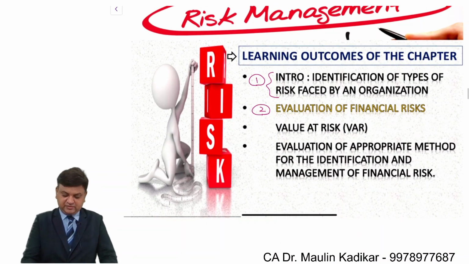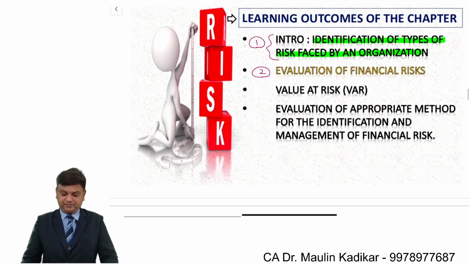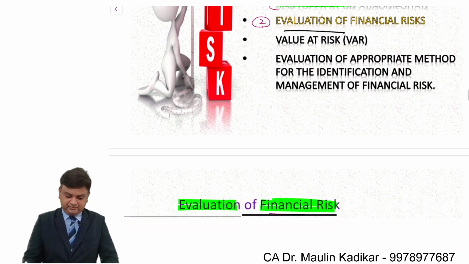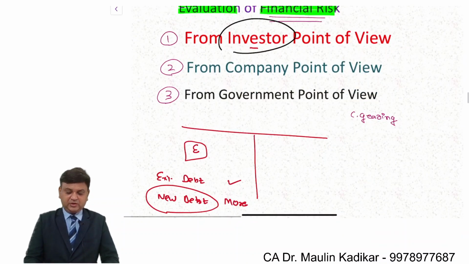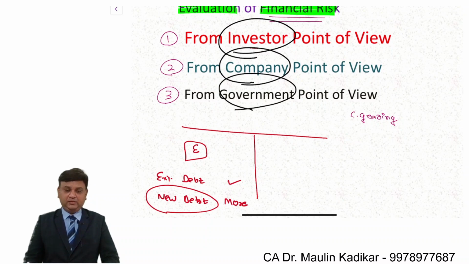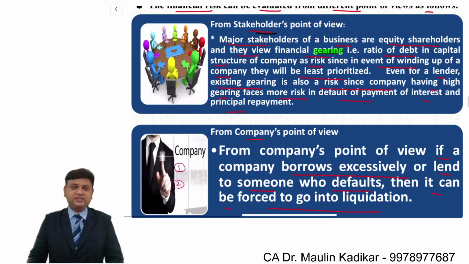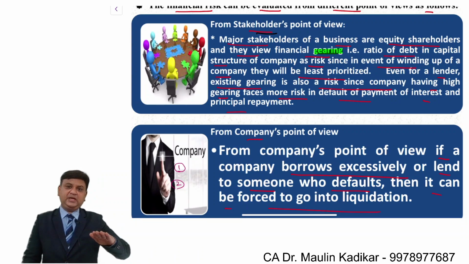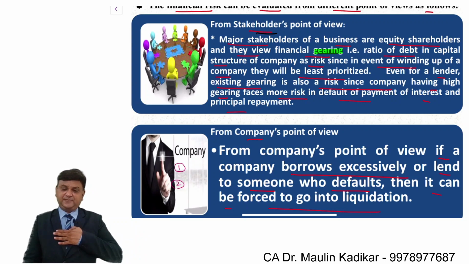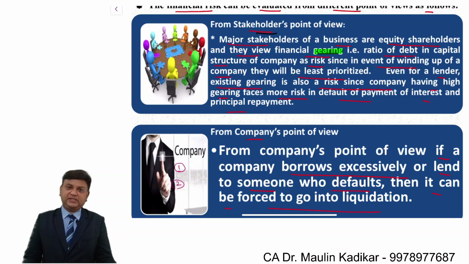The first segment which was covered is the identification of the types of risk faced by an organization. Second was evaluation from the investor point of view, from the company point of view, and from the government point of view. As far as the investor point of view is concerned, whenever an investor is making an investment in a company which has a higher amount of debt financing, then the risk for the equity shareholder increases. When the proportion of debt financing is more, the degree of financial leverage will be more.